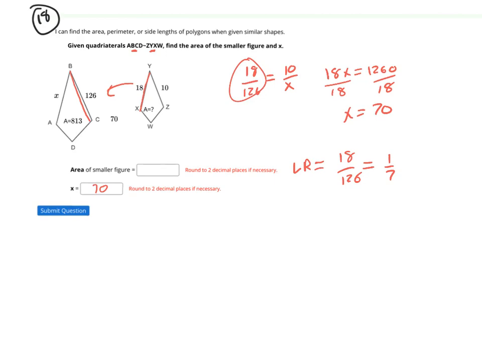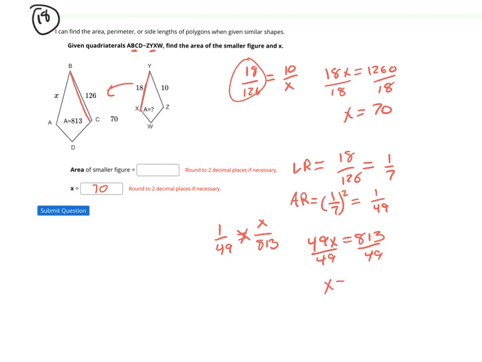So that means my area ratio is going to be 1 over 7 squared, which is equal to 1 over 49. Then I set up a proportion. The ratio, 1 over 49, of the areas has to equal what I'm looking for, the area of the smaller one over the area of the larger quadrilateral. When we cross multiply, we're going to get 49x is equal to 813. When you divide by 49, you're going to end up with x is equal to about 16.59.